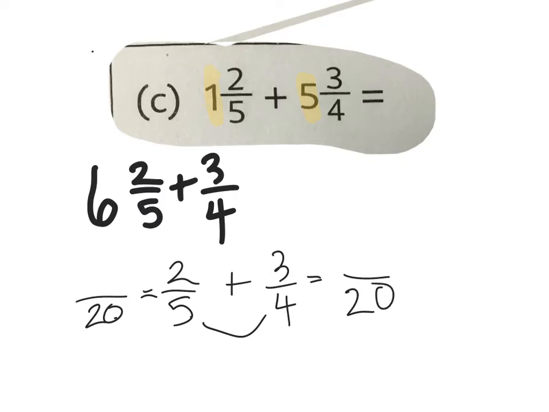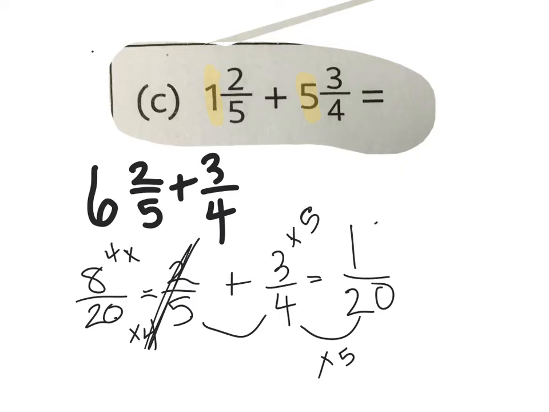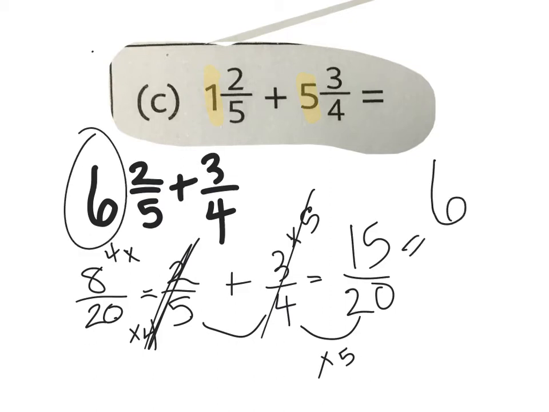So 5 times what equals 20? 4. So 2 times 4 is 8. Cross this off. 4 times 5 is 20. So 3 times 5 is 15. Cross that off. Now, don't forget the whole number. We had 6 before. It was right here, 6.